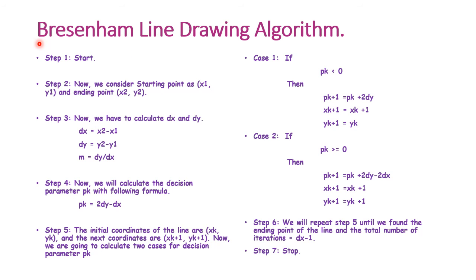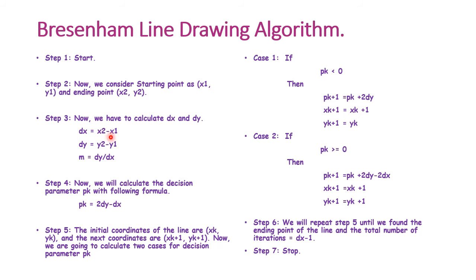Now in the derivation we get three different equations: one for the initial decision parameter and two equations for the next decision parameter. From these equations we have to write the actual Bresenham line drawing algorithm. So the algorithm is: step 1, start. Step 2, we consider the starting point as x1 y1 and the ending point as x2 y2. Step 3, now we have to calculate dx and dy.